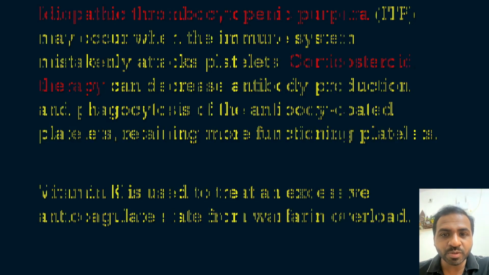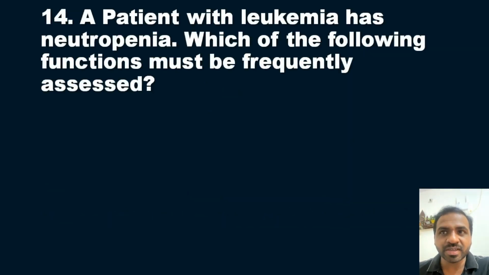Now we will move on to the second last question in our series, and the question is: a patient with leukemia has neutropenia. You should be very clear. A patient with leukemia has neutropenia. Which of the following functions must be frequently assessed? This is also another application level question.